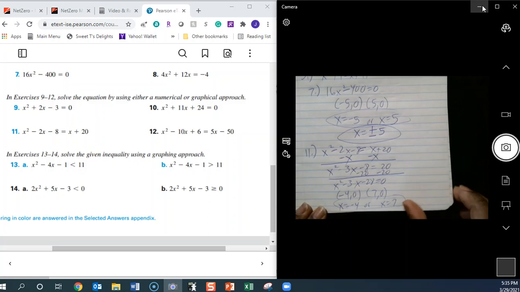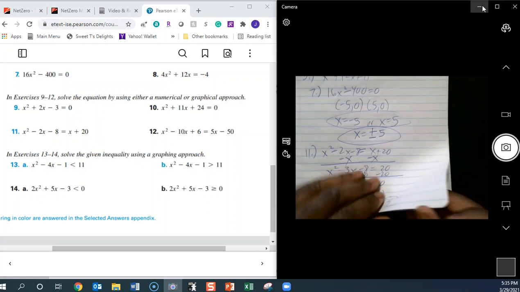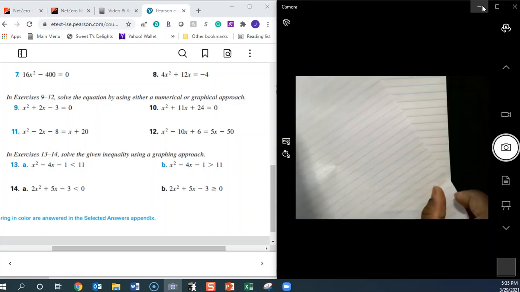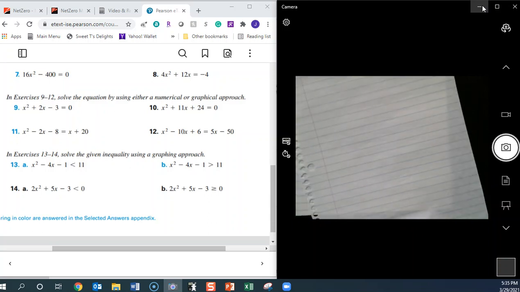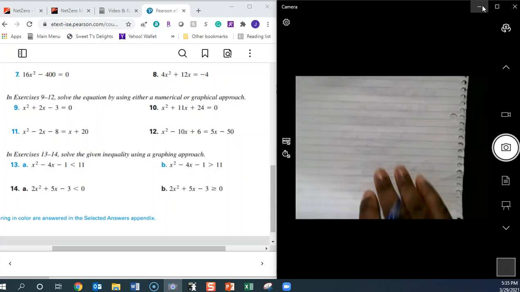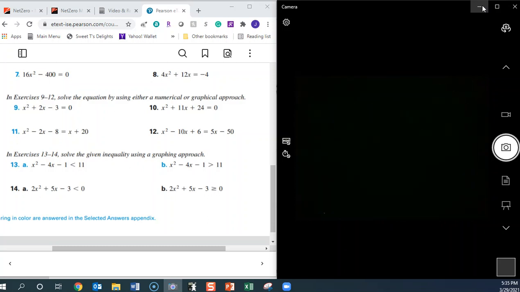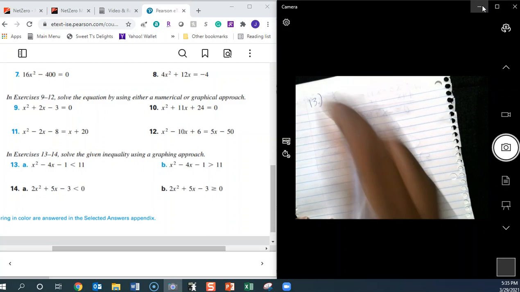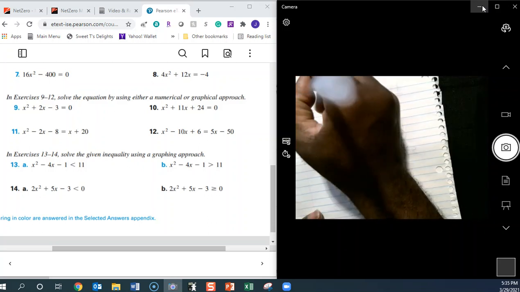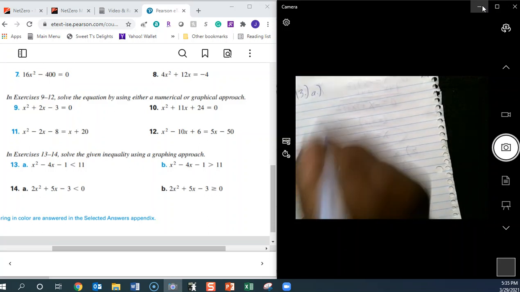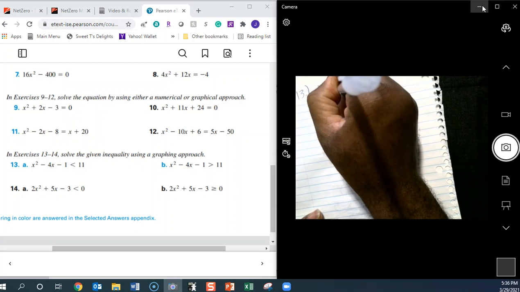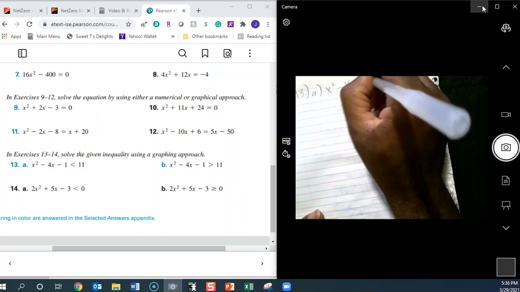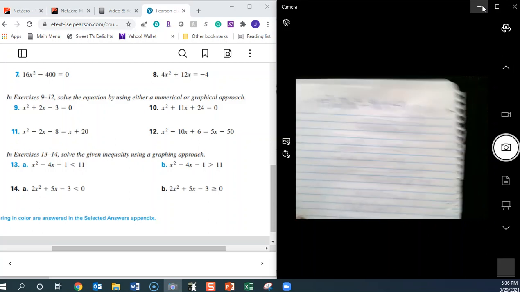All right. Now we have one more problem that we need to do, and then we'll move on to the next lesson. We're going to move on to problem number 13. Now 13, we have an A and B. 13A, we have x squared minus 4x minus 1 is less than 11.